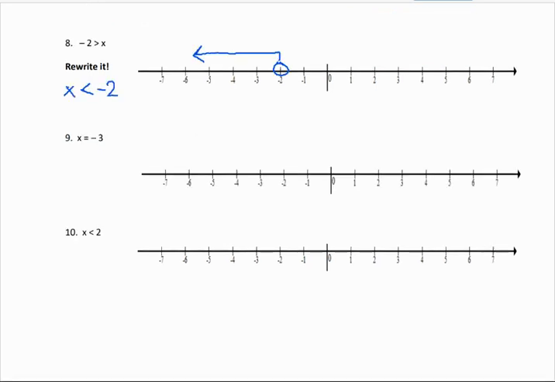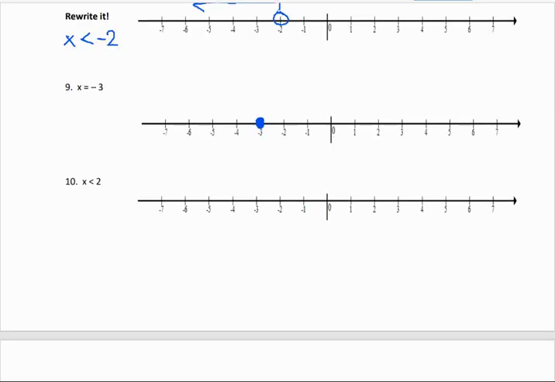Number 9 is simply just x is equal to. So closed circle right on -3. 10. Don't need to rewrite. X is first. So what type of circle? Open circle on 2. And if I'm less than, it means go to the left. Does anyone have any questions of how I know whether to go to the left or to the right?